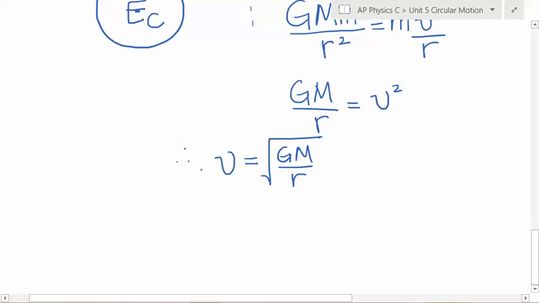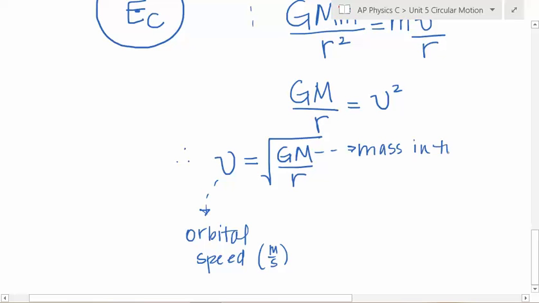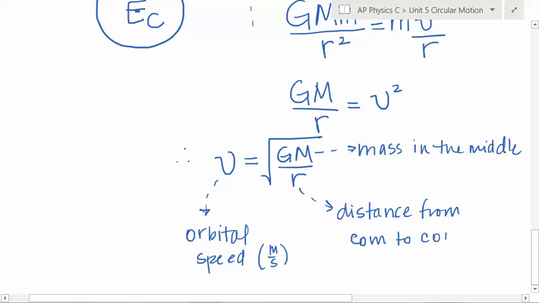This is a special speed we call the orbital speed. Still measured in meters per second. This is the mass of the thing being orbited. So this is the mass in the middle. This is the distance from center to center. Center of mass to center of mass.